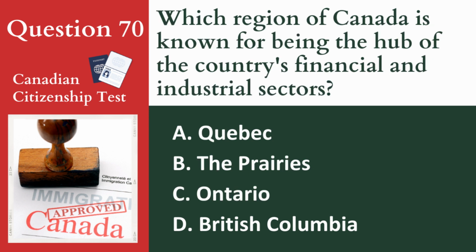Question 70. Which region of Canada is known for being the hub of the country's financial and industrial sectors? A. Quebec. B. The Prairies. C. Ontario. D. British Columbia. Answer: C. Ontario. Ontario, particularly the Greater Toronto Area, is considered the financial and industrial heartland of Canada.